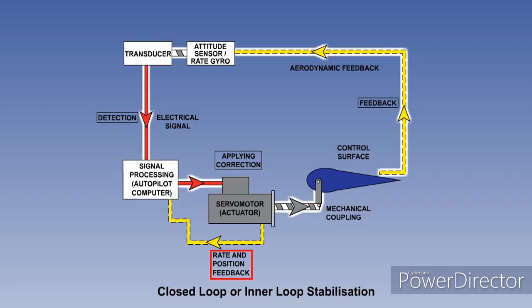The feedback from the servo motor, referred to as rate and position feedback or control position feedback, is letting the computer know the mechanical movement of the servo motor. The computer can then instantly compare the movement of the servo motor with the command signal. And if there is any discrepancy, the computer will disengage the autopilot. The autopilot must not be allowed to maintain control if the servo motor is not following the correct commands.